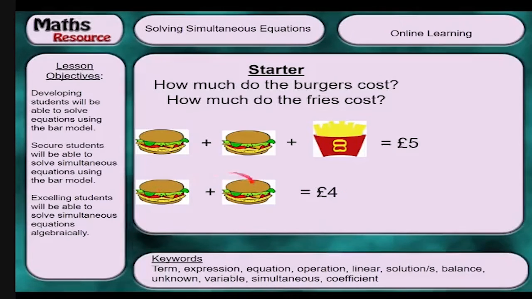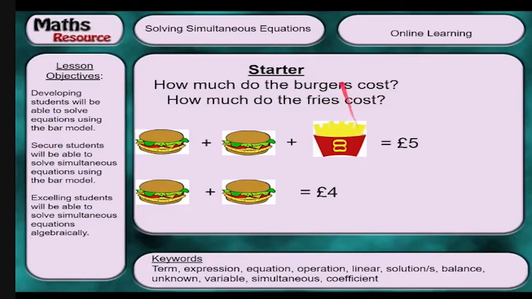I would say, well, if two burgers cost £4, these two burgers cost £4. Now, my total is £5. So to make that from £4 to £5, I need to add another pound, don't I? So my fries must cost £1. So my fries cost £1 and two burgers cost £4. Now, if two burgers cost £4, then if I divide that 4 by 2, that burger costs £2 and that burger costs £2.